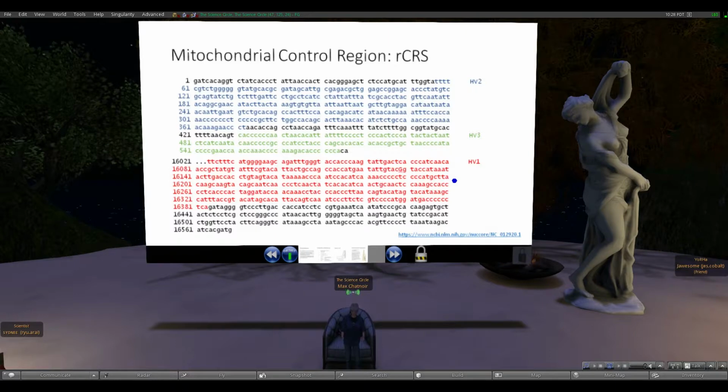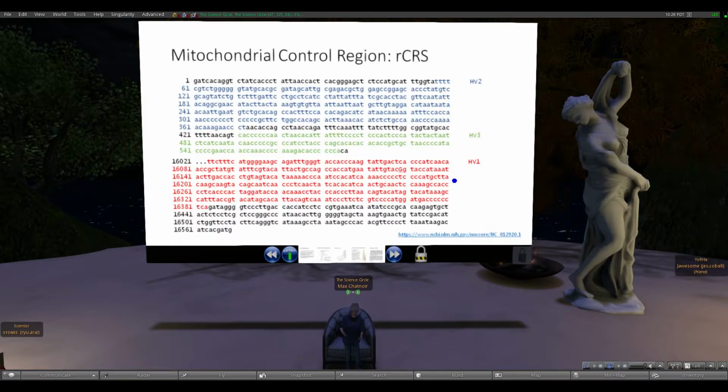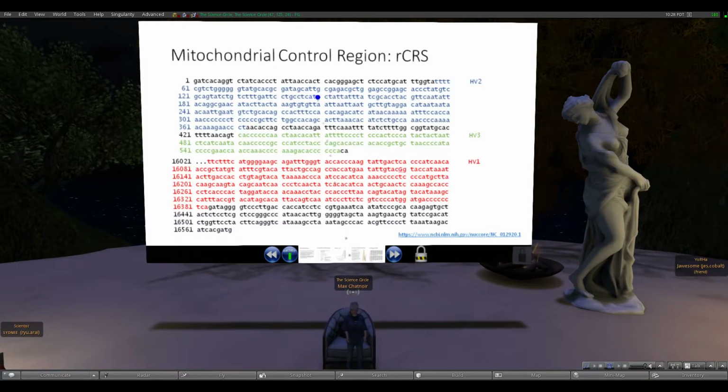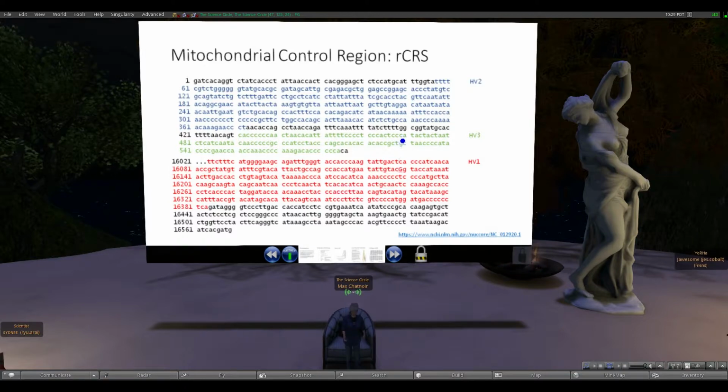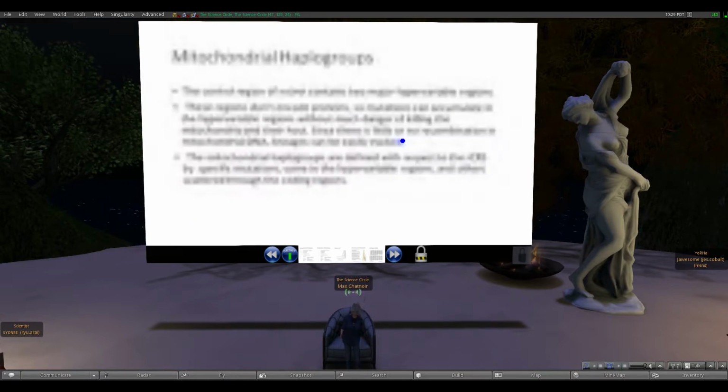And this is part of the Cambridge reference sequence. This is the part of the sequence called the control region. Called the control region because this is the point of origin for replication of the mitochondrial chromosome. It contains two large hypervariable regions, HV2 up here, HV1 down here, HV3 here. The HV, of course, is for hypervariable. And each of these contains a number of mutations that can be associated with various mitochondrial haplogroups.